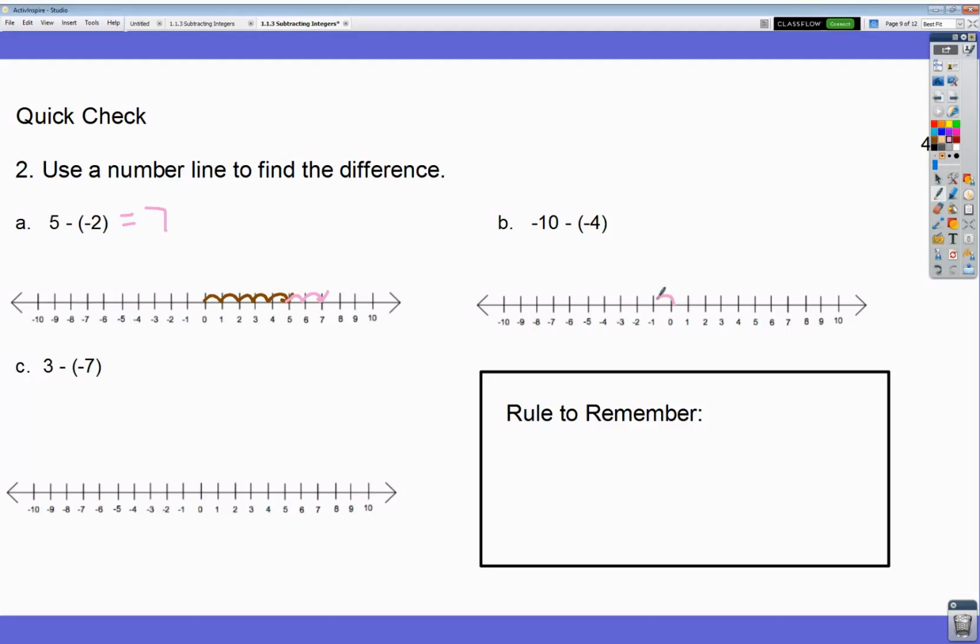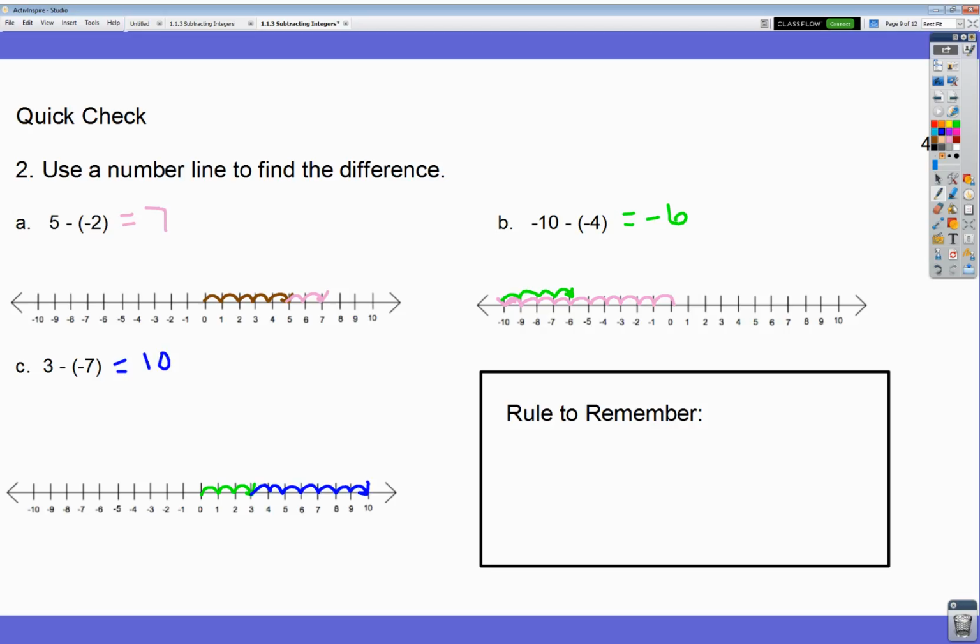Next example, we're starting with a negative 10. And then we're going to subtract a negative 4, so we're going to go 4 to the right. So negative 10 minus a negative 4 is negative 6. And our last example, we're starting with positive 3, so we'll go 3 to the right. And now we're subtracting a negative 7, so we're going to go 7 to the right. 3 minus negative 7 equals 10.